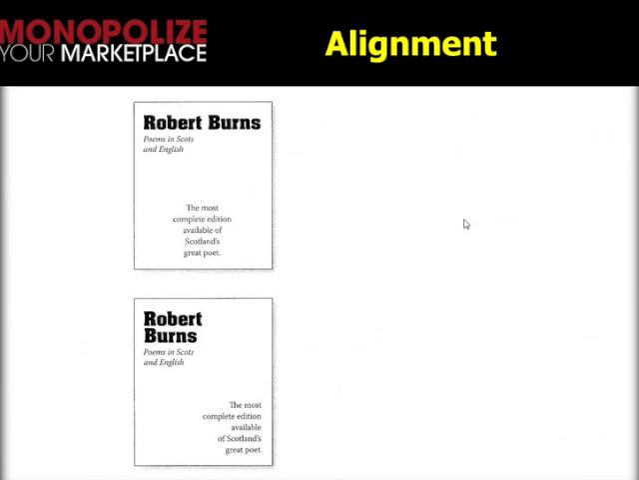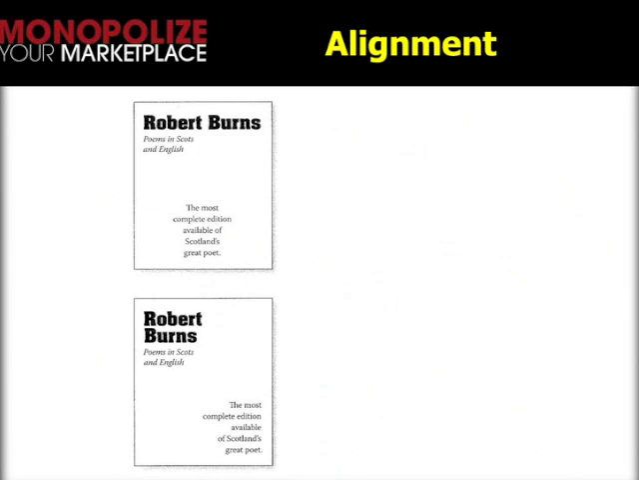So now we're going to look at a combination of different alignments. We've got a left alignment on the top and a center on the bottom on this first example. On the second example, we've got the left alignment on both words, Robert Burns, poems in Scots and English, and we've now moved it, the bottom group, the proximity is still the same, but now we moved it over to the right. This gives us a little bit more visual distinction and makes it look a little bit more interesting.